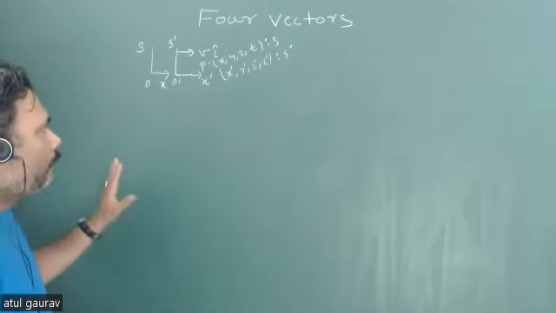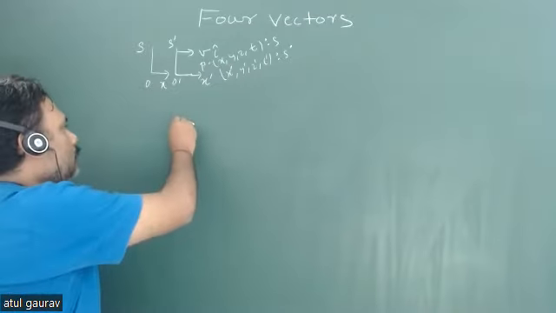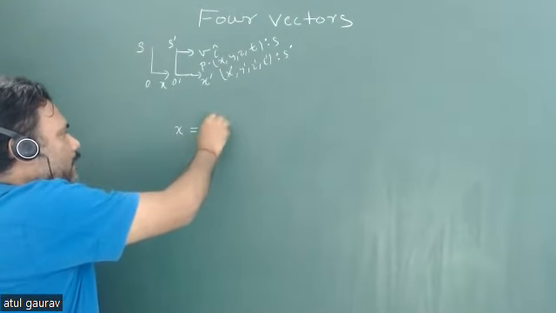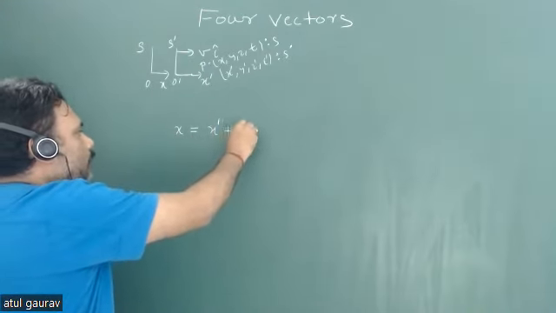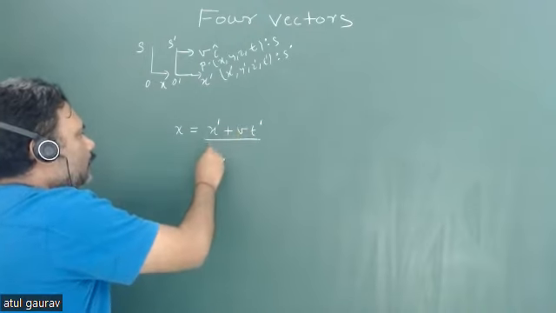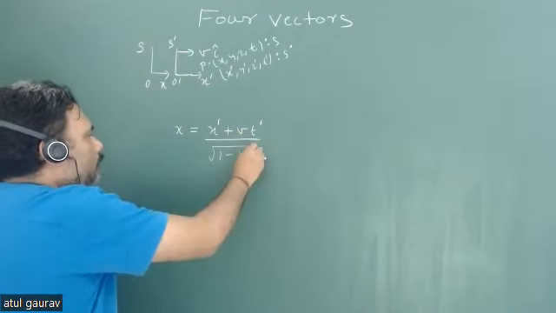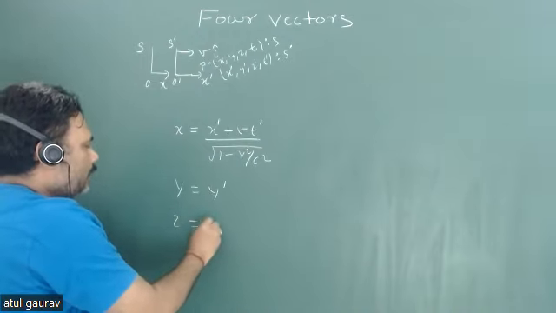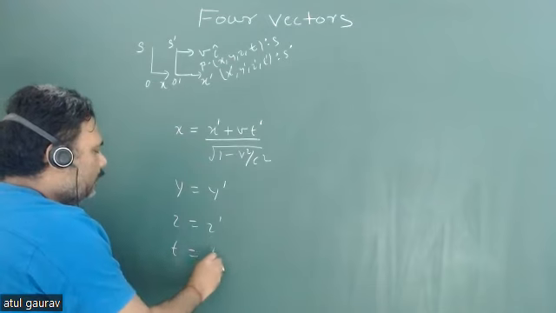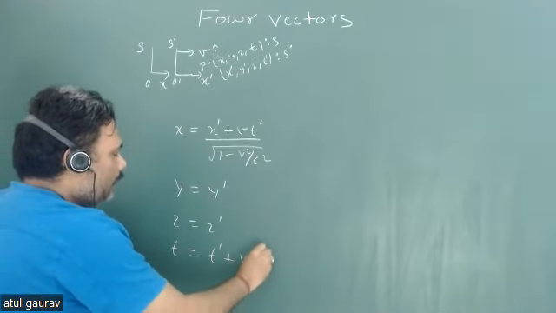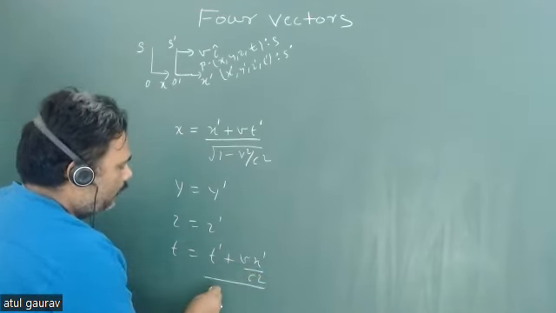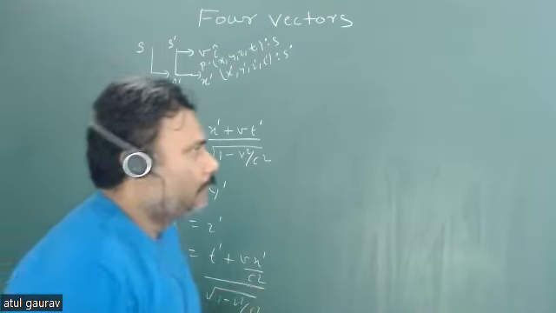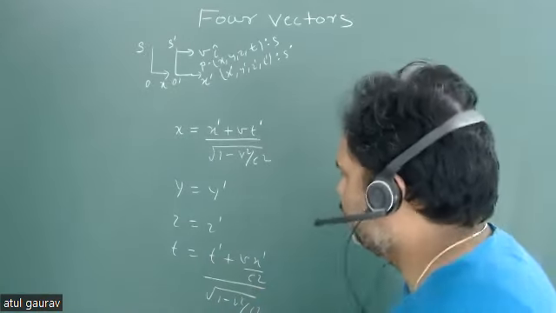We all know the Lorentz transformation, and here I am using the inverse Lorentz transformation. So x is equal to x dash plus v t dash, over root under 1 minus v square upon c square. y is equal to y dash, z is equal to z dash, and t is equal to t dash plus v x dash upon c square, over root under 1 minus v square upon c square. So this is a very interesting thing.